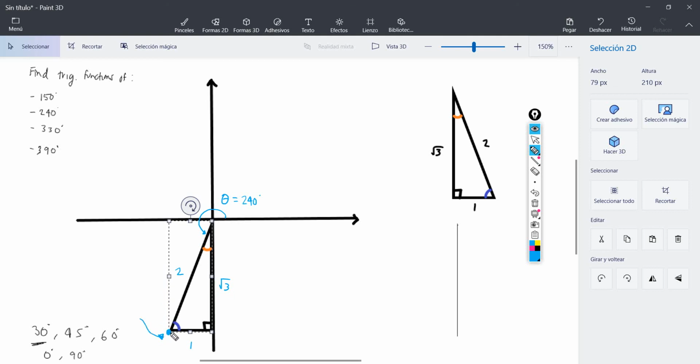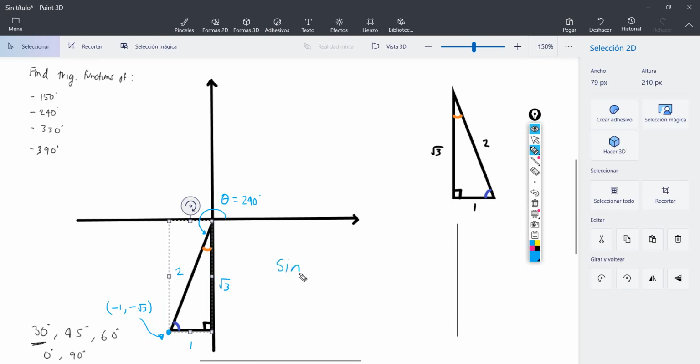What are the coordinates of that point? According to my configuration, that's going to be minus 1, because this is 1, but negative because we're going to the left from the origin. And the y coordinate will be minus the square root of 3, because this is the square root of 3 and we're going downwards. So we have the coordinates of this point. We have its distance to the origin, which is 2.